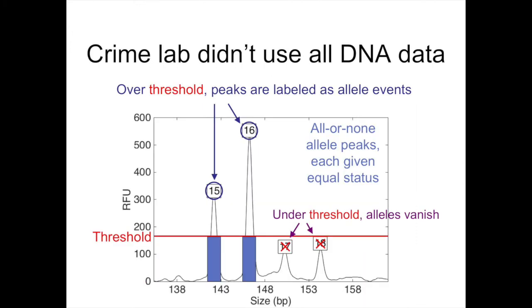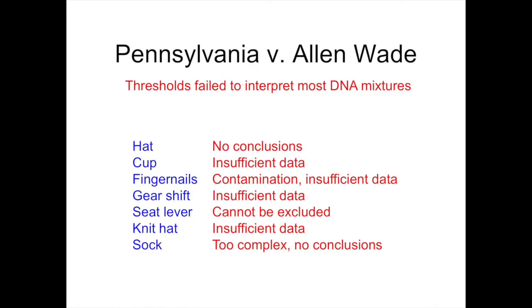As usual, the crime lab, like virtually all crime labs in the country, didn't use all the DNA data. Over the threshold, the peaks were considered allele events. There's a 15 and a 16. Under the threshold, the data disappeared. And this pattern of information that could be used to extract more information was present in the data but not used in the interpretation.